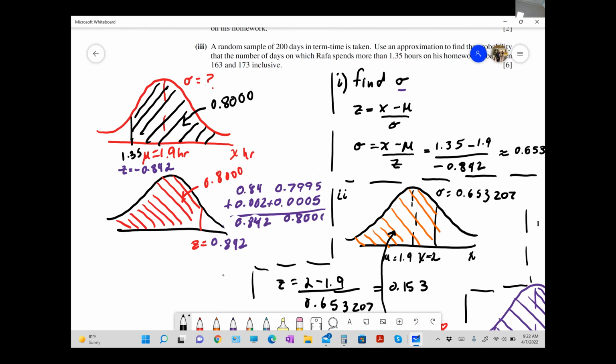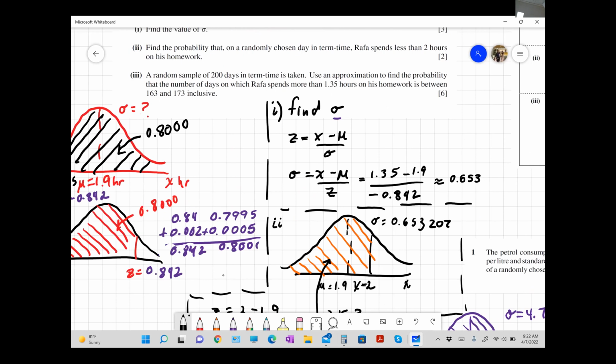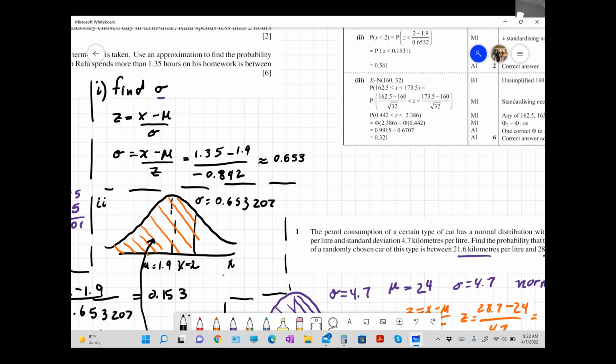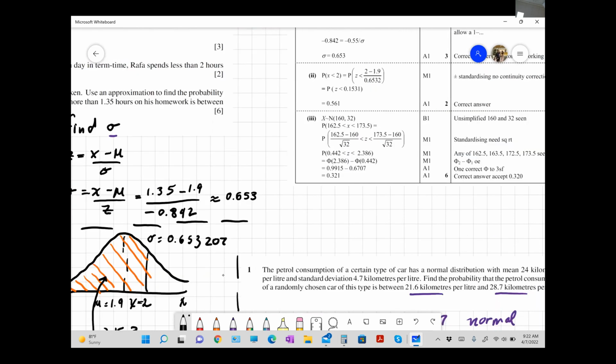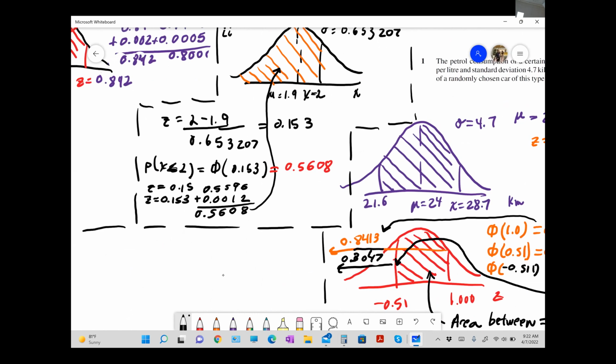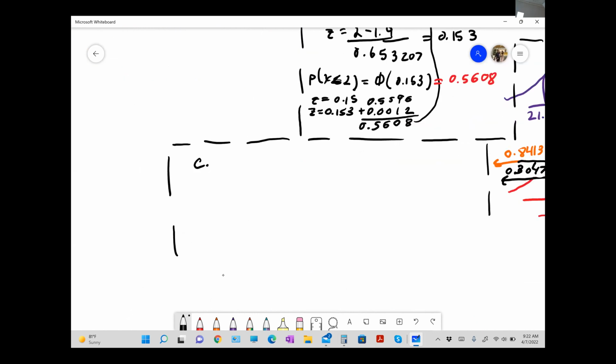Now, in theory, when you took a look at the answer key here, it started talking about a binomial distribution. I haven't taught you this, but I guess this is what the question presented to you. So a random sample of n equals 200, and use an approximation to find the probability that the number of days Rafa spends more than 1.35 hours on his homework is between 163 and 173 inclusive.